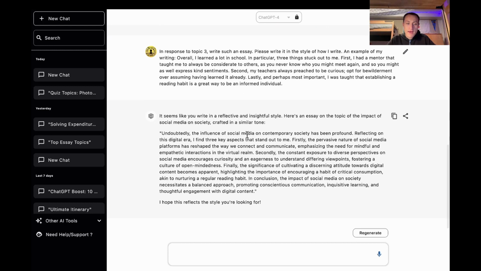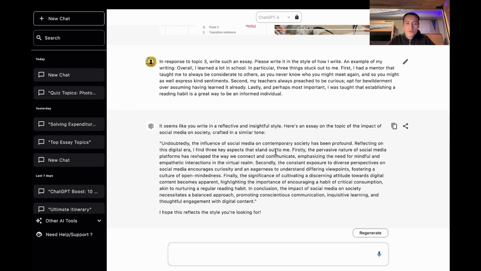So let's see. We have, "Undoubtedly, the influence of social media on contemporary society has been profound, reflecting a digital era." Okay, it's actually pretty good. So you could probably come up with many creative ways to apply this to your writing. Maybe you could do it one paragraph at a time for, say, a 5-paragraph essay. But yeah, that's just a little bit on how to use it for essays.